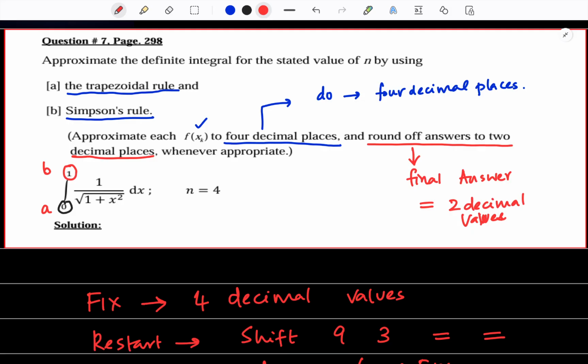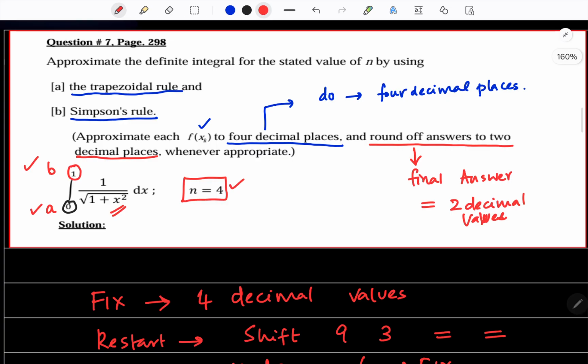Integral 0 to 1 of 1 divided by square root of 1 plus x square dx, n is equal to 4. It's very clearly given: n is given, a value is given, b value is given. Why do I have to use the trapezoidal rule and Simpson's rule? Because it is given in the question. Of course, even if it were not given, integration is a little difficult for this type of integral. That is why we use this type of rule to get the results numerically. That's why this is called numerical integration.